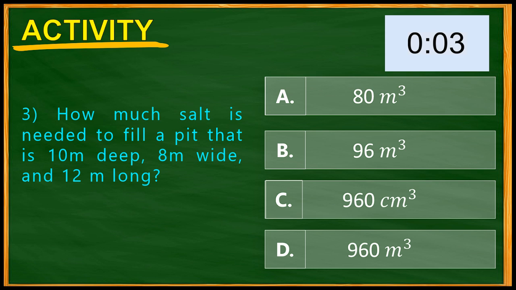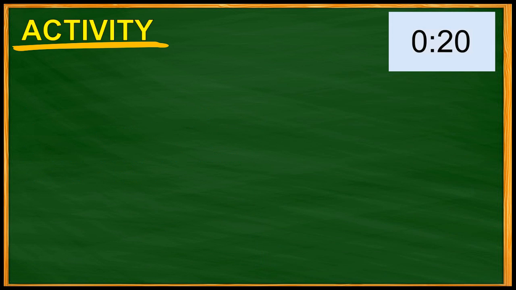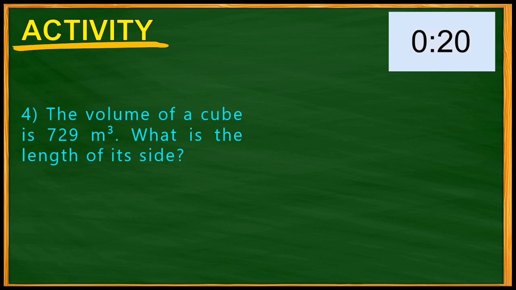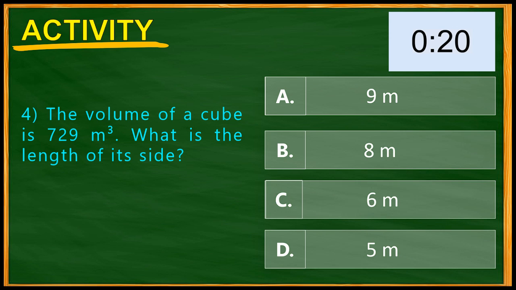Comment down your answer. Time is up. Now let's reveal the answer. For number 3, the answer is letter D. So make sure your unit of measurement is correct. Then for number 4, the volume of the cube is 729 cubic meters. What is the length of each side? So this will be letter A, B, C, and D. You have 20 seconds. Your timer starts now.